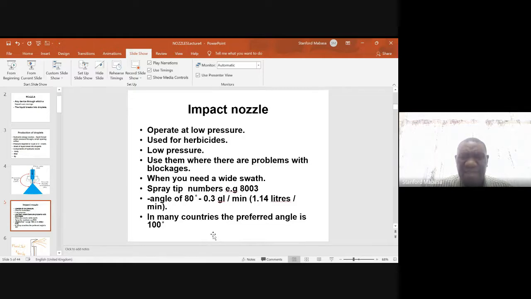Now, in many countries, the preferred angle is not 80. It's actually 100. So on such nozzles, you may find written 100003, something like that.